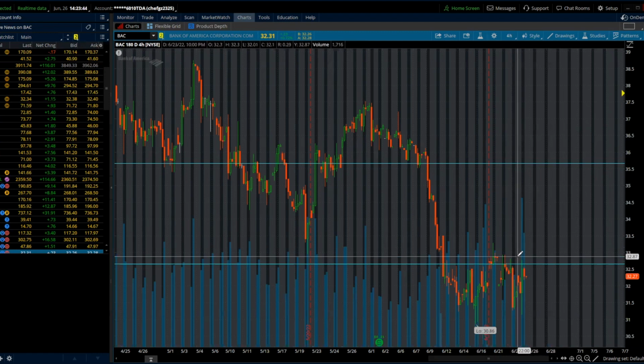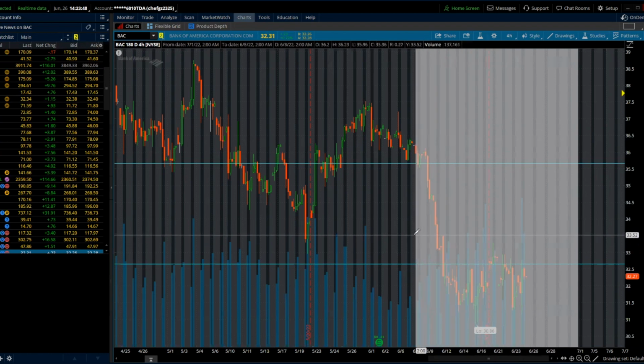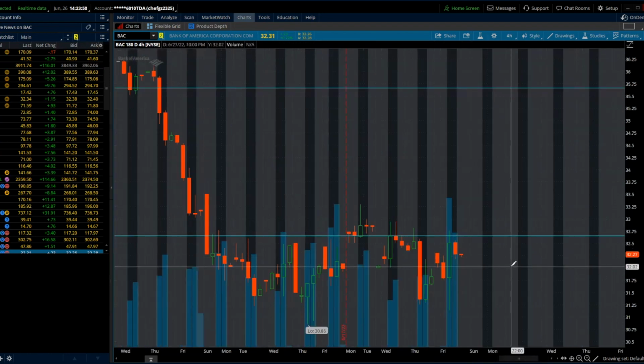BAC is a smaller ticker. If you have a $500 account, this is perfect size. And it's perfect because it's the one that's a little bit behind all the rest of the financials. We're going to look at BAC and C.